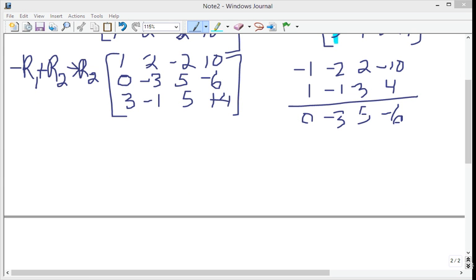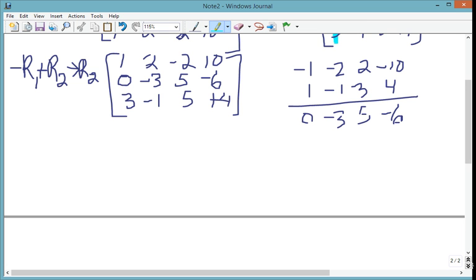Okay, so now I have a 1 in the first place. That's good. I have a 0 in the second place. That's good. Now I want a 0 on the bottom. So how can I get that 0? Well, I can use the 1 I've got on the top row, and I can multiply the top row by -3. So -3 times row 1. I'm going to add that to row 3. That will be my new row 3.